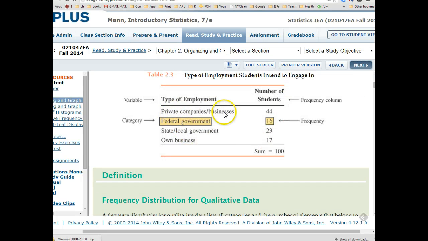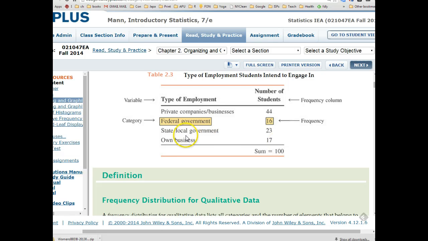Private companies and businesses, federal government, state and local government, and their own business. Okay? So how many were going to go to private companies and businesses? 44. How many were going to go to federal government? 16. How many were going to go to this? 23. This? 17. Okay, when you sum up these numbers, you get what? 100, because you asked 100 people.